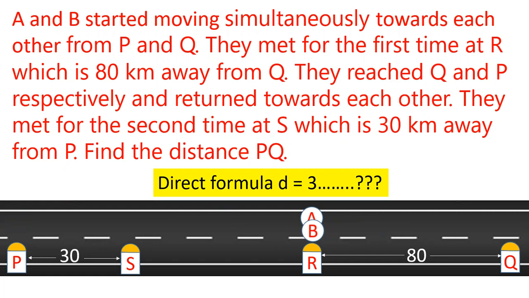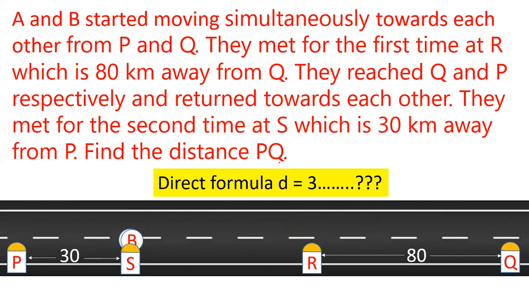Now they will continue their journey and they will reach Q and P respectively. A will reach Q, B will reach P, and turn back towards each other, and they will move. They will meet for the second time at S, which is 30 km away from P, and we have to find out the distance PQ. It will be something like this. They'll move in the direction and meet at S, which is 30 km away from P. We have to find out the distance of P to Q.